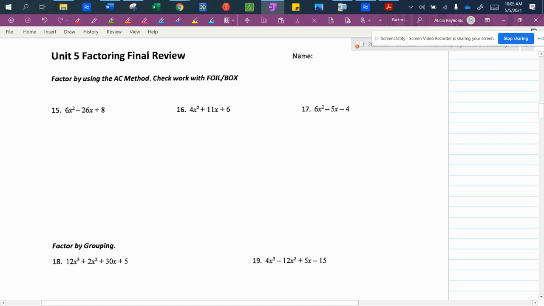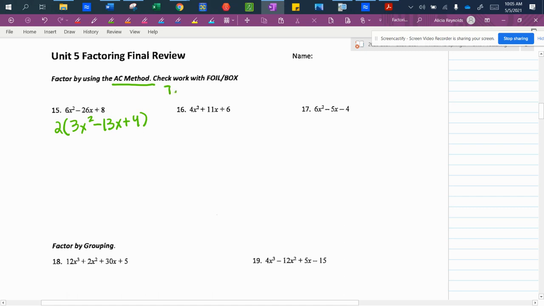15. I'm not going to do the whole thing for you guys. I'm going to do parts of it because I know some of us get stuck up to a certain point and then we can figure it out once we get unstuck. So number 15, what's our GCF? 2. So I'm left with 3x squared minus 13x plus 4. Now this is where I have to use the AC method.